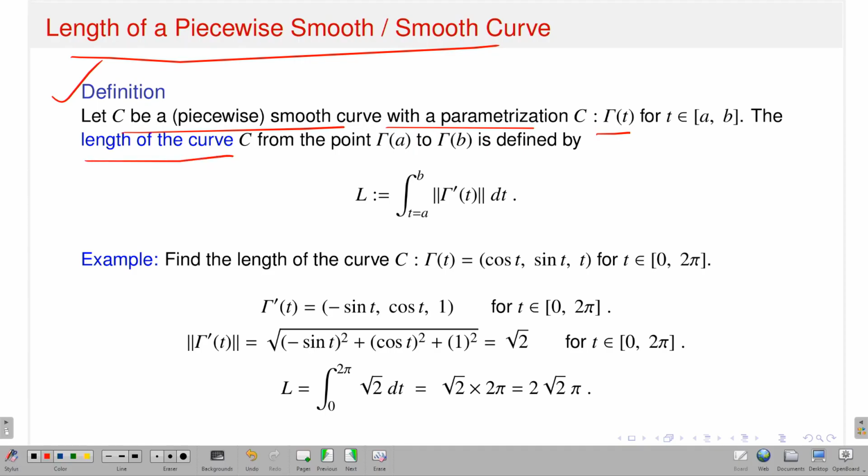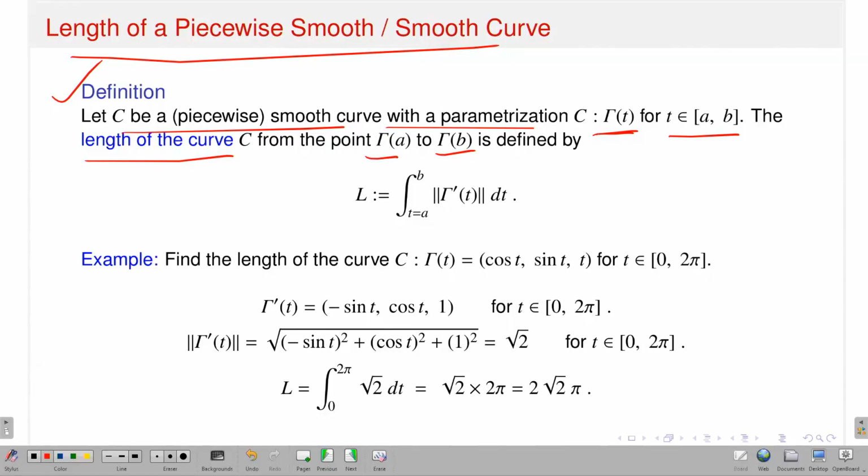Then you can have the formula for the length of this curve C, which starts from the point gamma A to gamma B. So, I have a piecewise smooth curve C in some space, n dimensional Euclidean space, and suppose the corresponding parameterization is gamma. That means if I have a parameterization gamma with t running from A to B, then in the n dimensional space I have a curve whose starting point is gamma of A and end point is gamma of B. Now, what is the length of this curve?